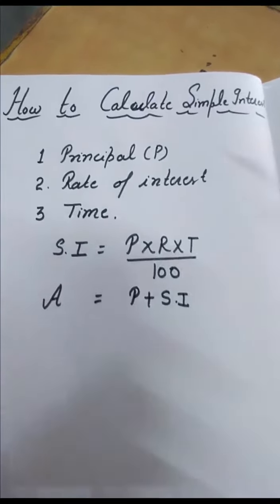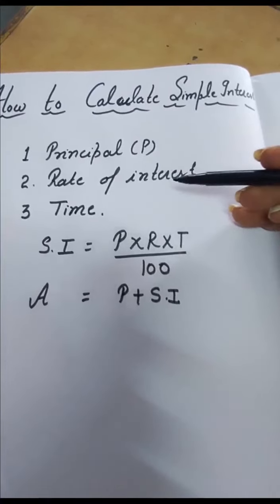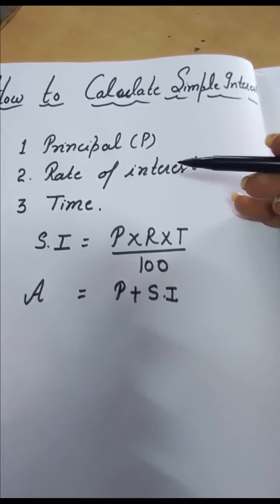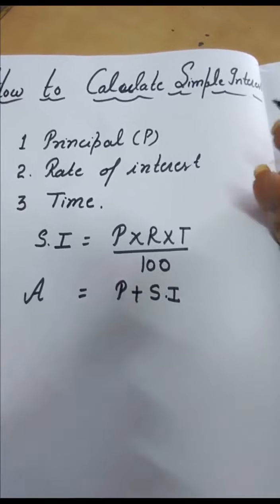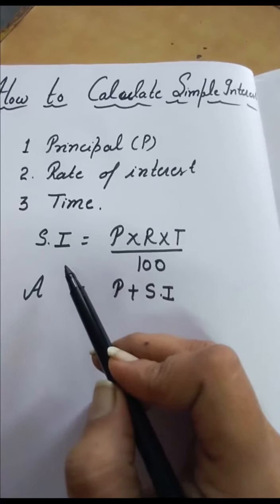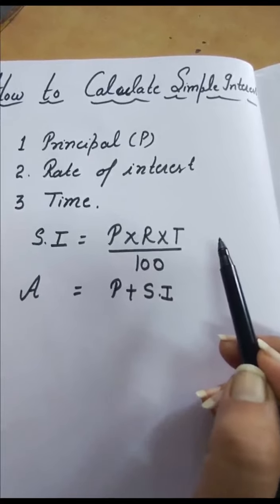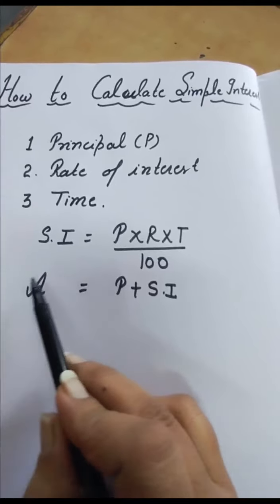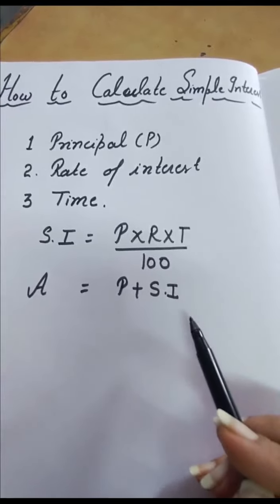So now, principal is the amount which you have deposited in the bank. Rate of interest is what the bank pays you for your deposit, and this is the time for which you have kept your amount in the bank. So according to these three factors, we can calculate our simple interest. Simple interest is the extra amount which you were rewarded for your deposit. And after your particular time period, the amount the bank pays you is your principal plus the extra amount, that is simple interest.